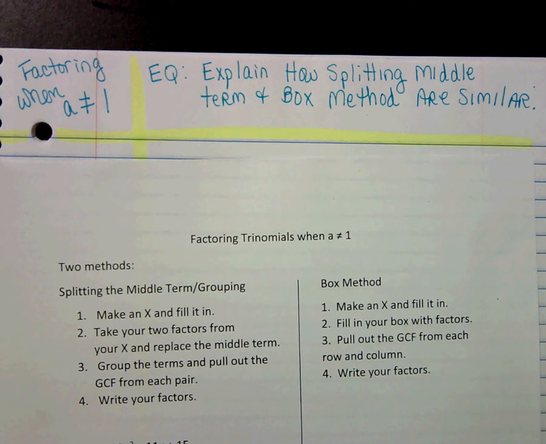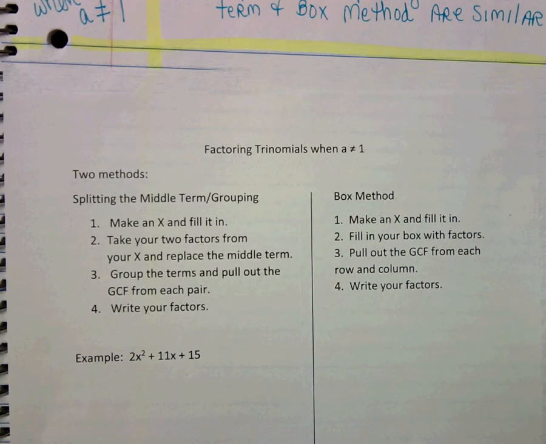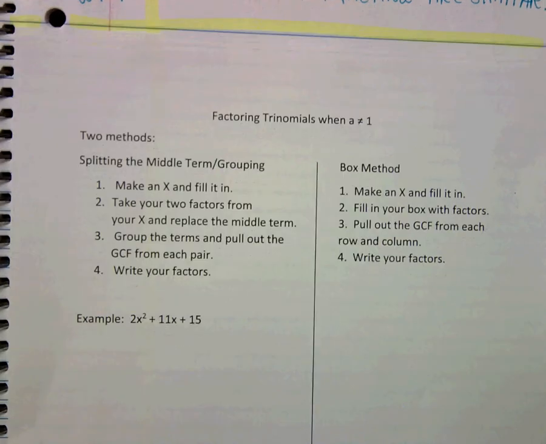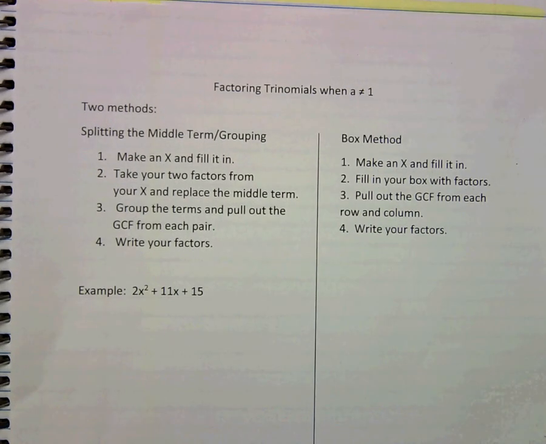I am going to show you two different methods today. In the end, it will be your choice how you do it. I'm not going to force you to use one way over the other. One way, I'm going to call it splitting the middle term and grouping. It kind of all goes together. And the other way is using the box method. You can think of one of them as going with FOIL and one as going with how we use the box method to multiply. But we're working backwards now because we're undoing our multiplication.